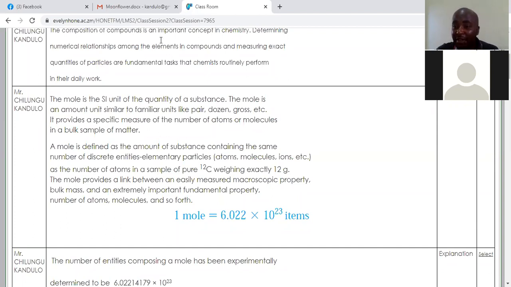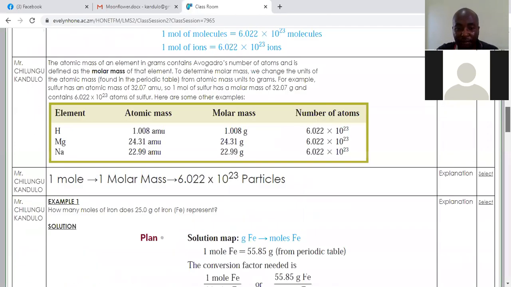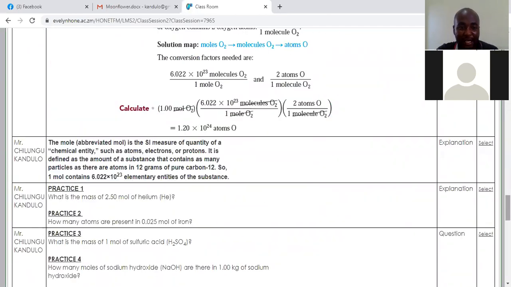This definition, I've redefined it. So the mole is the SI unit of quantity of a chemical entity, such as those mentioned. It is defined as the amount of substance that contains as many particles as there are atoms in 12 grams of pure carbon-12. So that's the thing. So one mole, guys, contains a number.